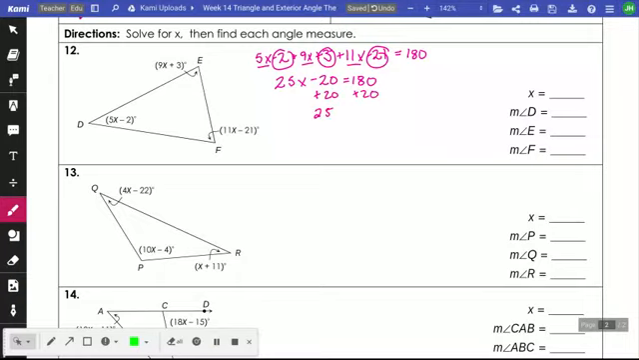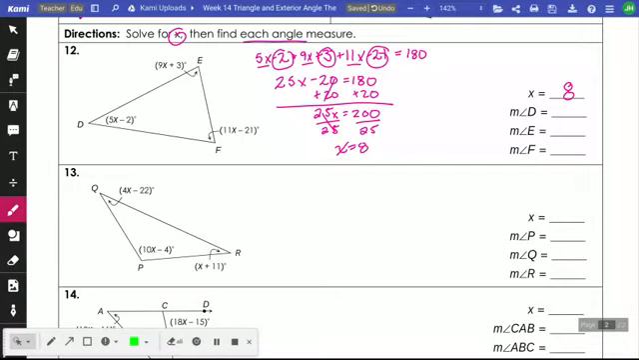So I have 25x is equal to 200. And then I will divide both sides by 25 so that x is equal to 8. Okay, it does say in the directions we're finding 4 things. We're finding x and each angle in the triangle, which is 3. So we're going to have 4 total answers.